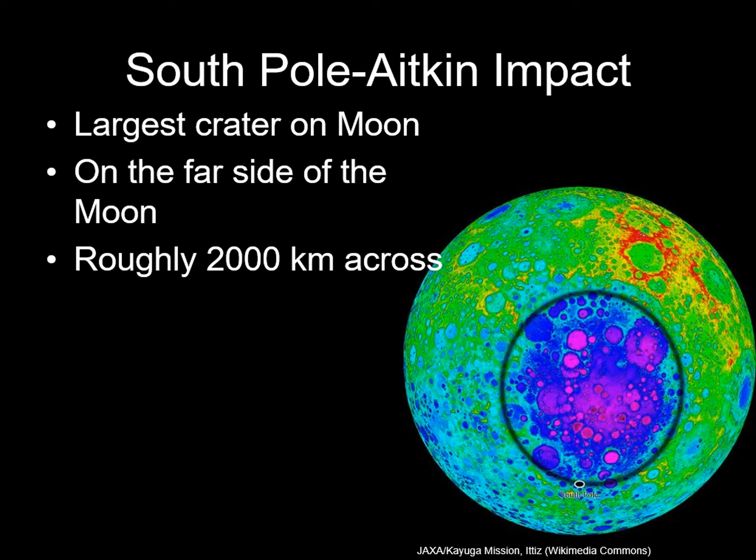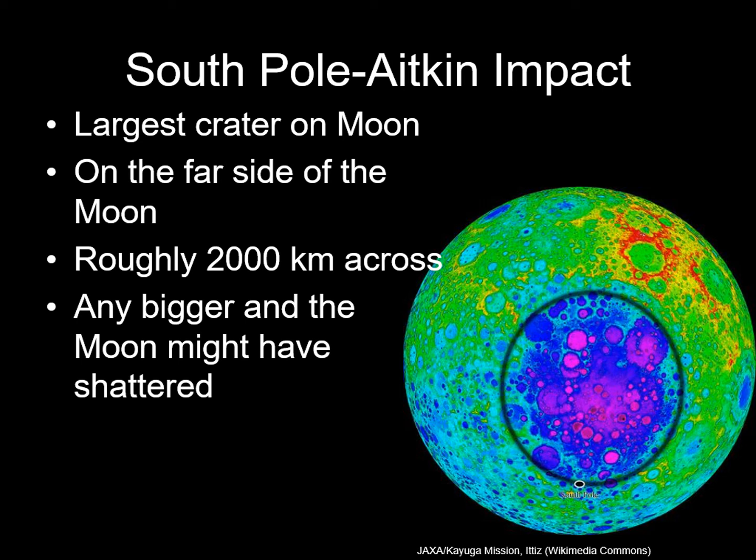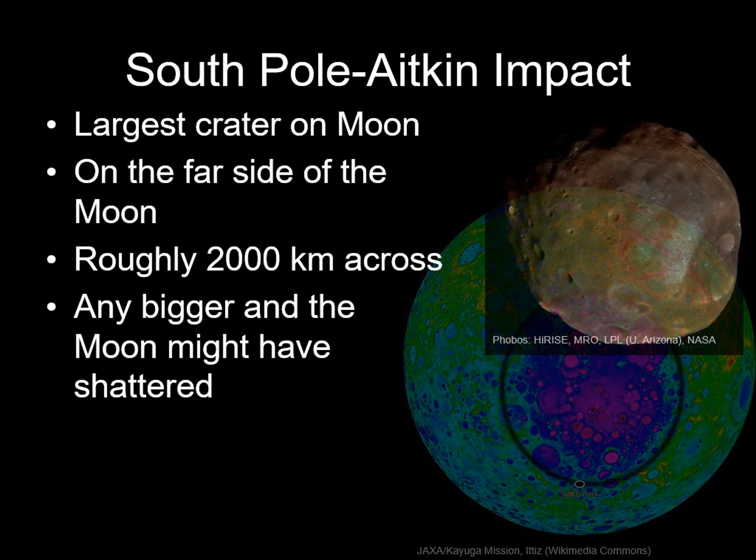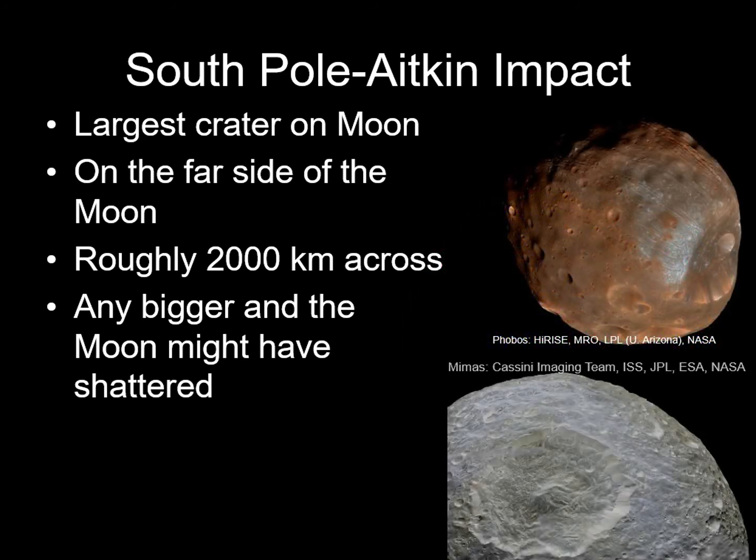When scientists try to model the South Pole-Aitken impact, they find that it was close to the size required to shatter the moon. This is not an unusual event. Many small bodies in the solar system have impact structures that are close to their breakup sizes. If an impact does shatter a moon or other body, one of two things can happen.